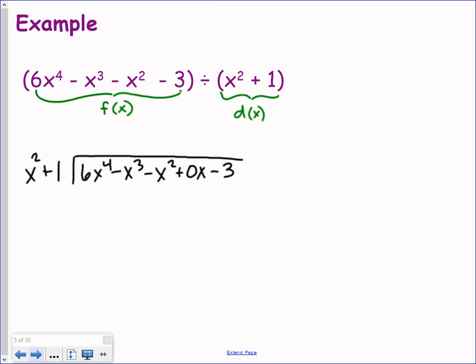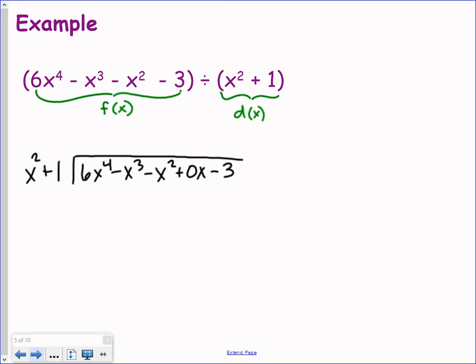Notice I utilize that same piece from the warm-up we talked about, like include the missing term. So I put a 0x in my f of x, just as a placeholder there for the x terms in case I need it. Okay, I do that with synthetic and with long division. And I'm going to divide by x squared plus 1.